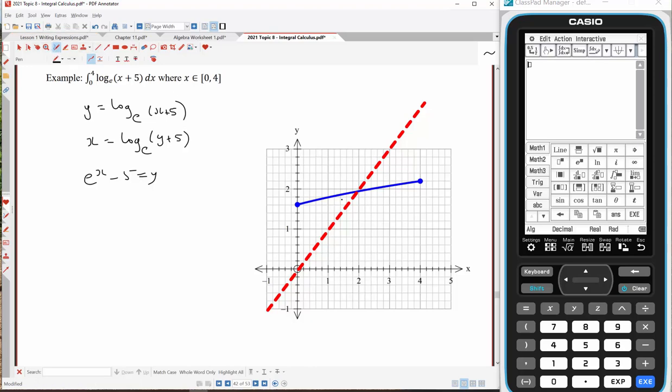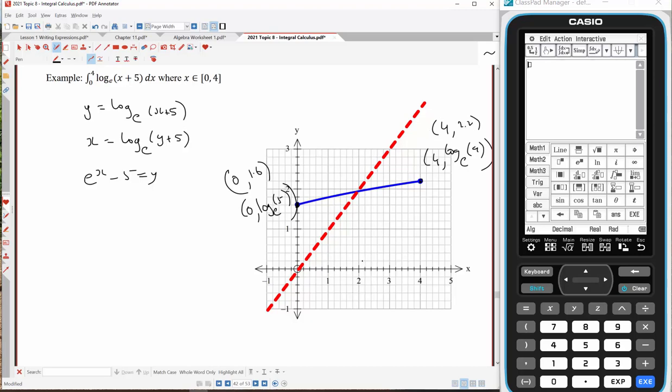So let's get our coordinates that we're going to use. When x is 0, y is log e5, and when x is 4, y is log e9. Okay, so when we swap x and y, this coordinate point becomes roughly 0, and log e5 looks to be roughly 1.6. And this one here looks to be 4, and log e9 looks to be roughly 2.2.